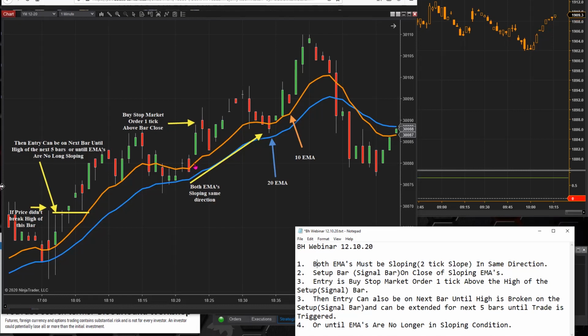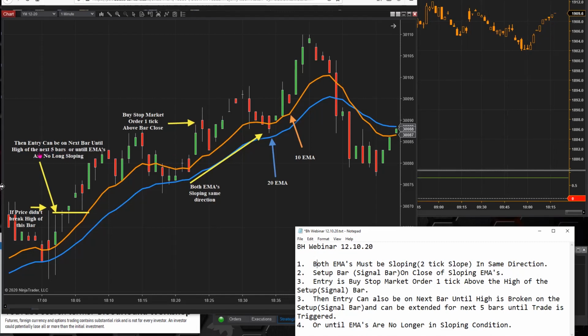And also this green bar becomes a setup bar because it's the first bar where both of these moving averages are sloping up together. Let's see, we also had a setup bar back here. This green bar was also a setup bar, right? Both moving averages were sloping up. However, we can see that this setup bar, its high was never broken. So price basically backed off, never broke it.